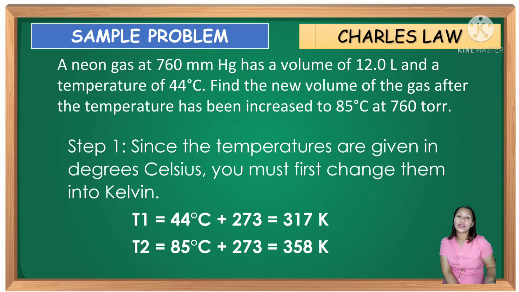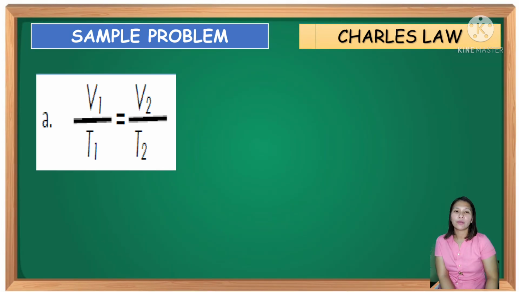So we have another one, the 85 degrees Celsius, or the final temperature, T sub 2. We convert it into Kelvin. We add 273 and come up with 358 Kelvin, or K. Now we already have the values of temperature in Kelvin.